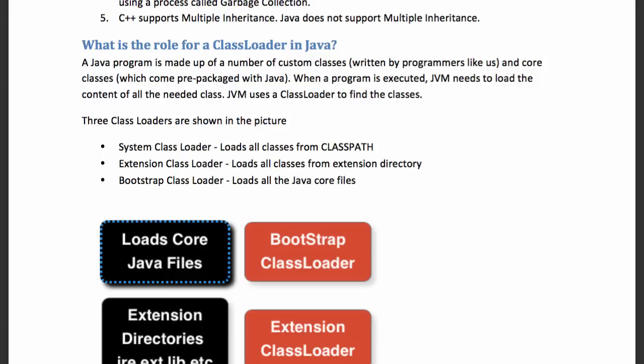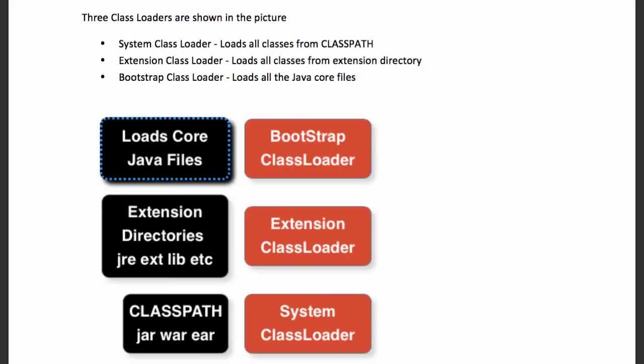There are three different kinds of class loaders based on where they would search for a class. You can think of a class loader as something which searches the classes for us. And the types of class loaders are based on where they would search for that particular class. The three different types of class loaders are system, extension, and bootstrap. System class loader, extension class loader, and the bootstrap class loader.